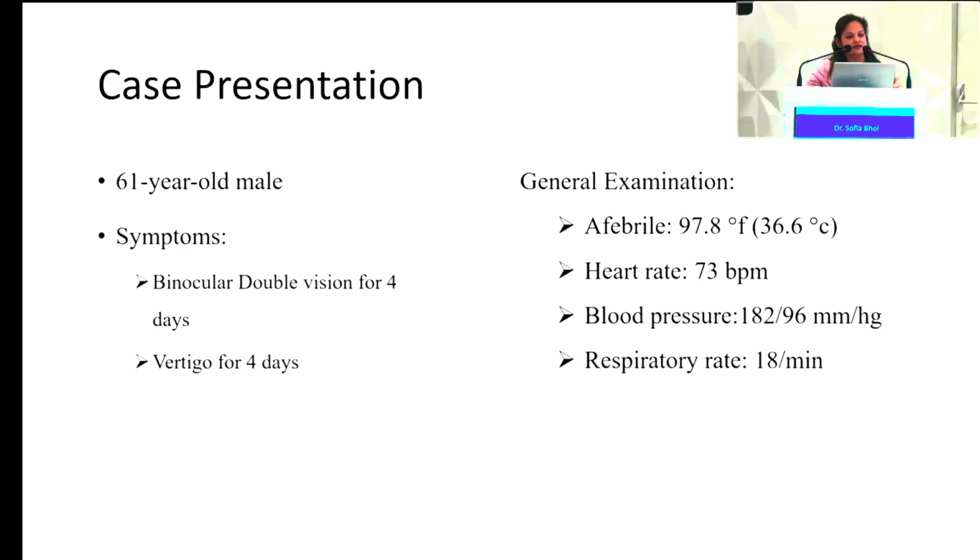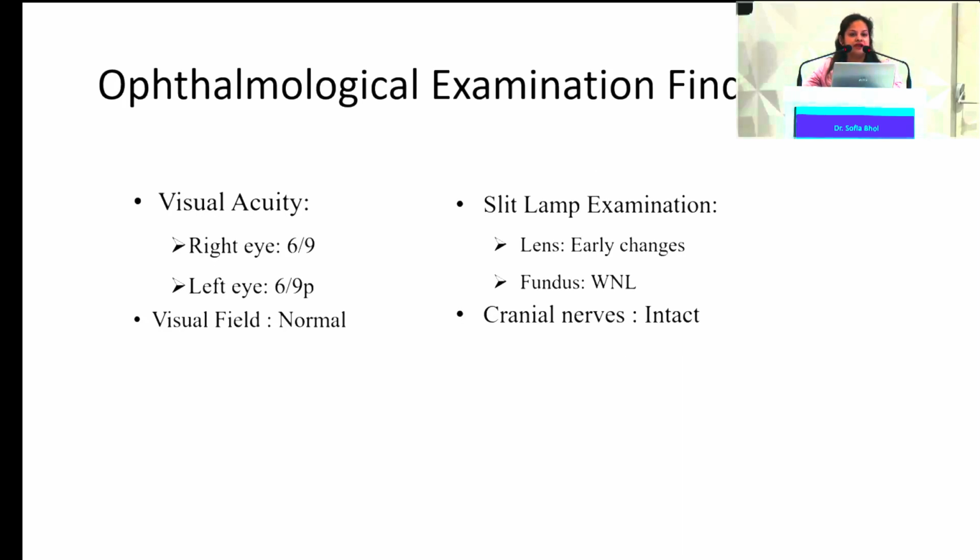Coming to my case, a 61-year-old male came to our eye OPD with binocular double vision for 4 days, which was acute in onset, and vertigo for 4 days. On general examination, he was afebrile. The heart rate and respiratory rate were within normal limits, but the blood pressure was 182/96. He had no past medical history, and he was not on any blood pressure medications.